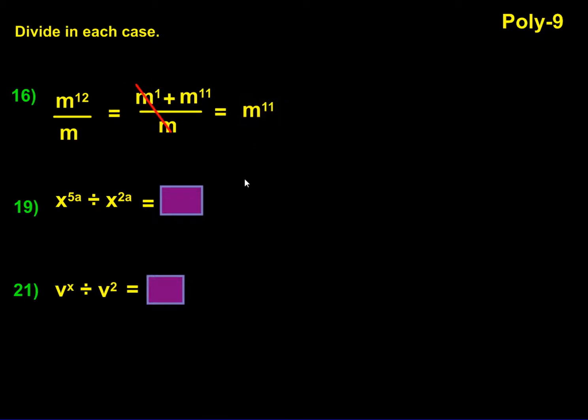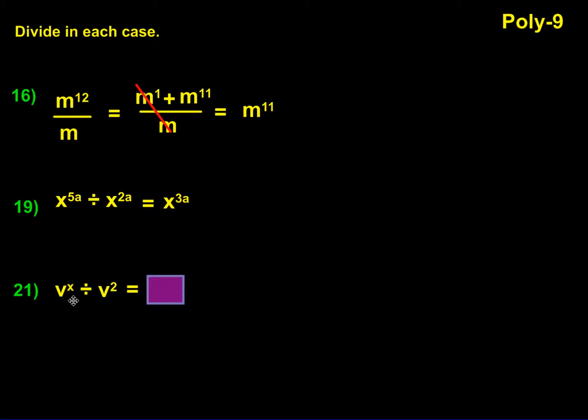For number 19, we have x to the 5a divided by x to the 2a. I could break 5a into 2a and 3a and cancel them out, or I could just subtract the exponents. 2 from 5 is going to give me 3, so I'm going to have x to the 3a.